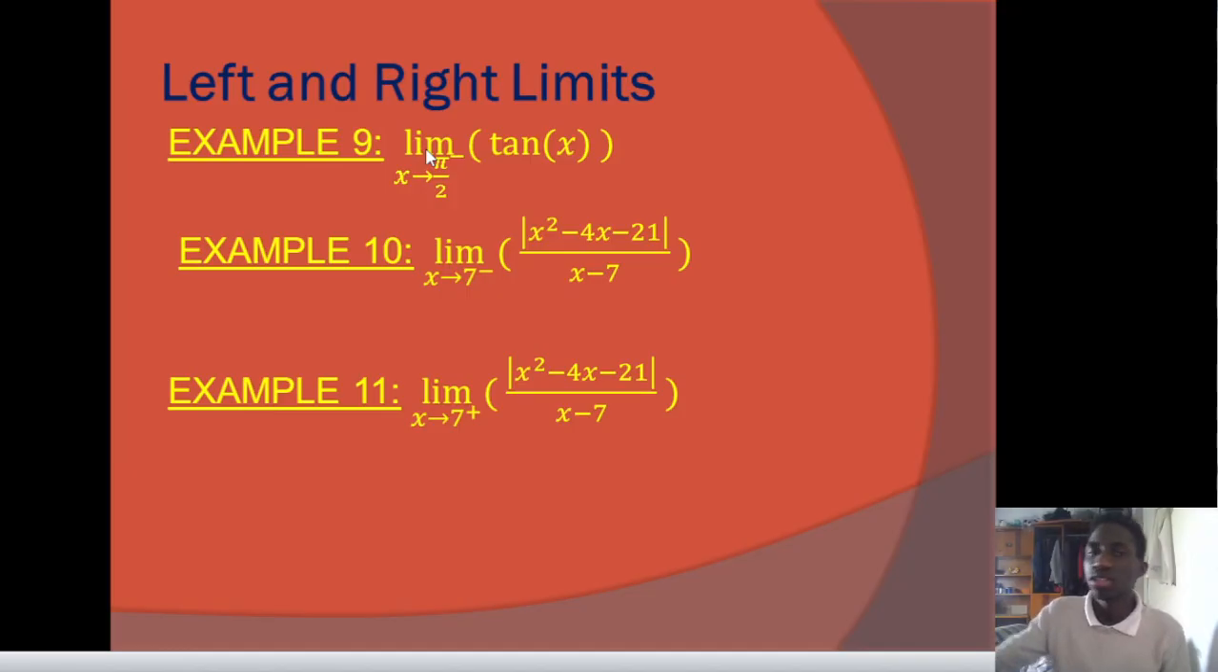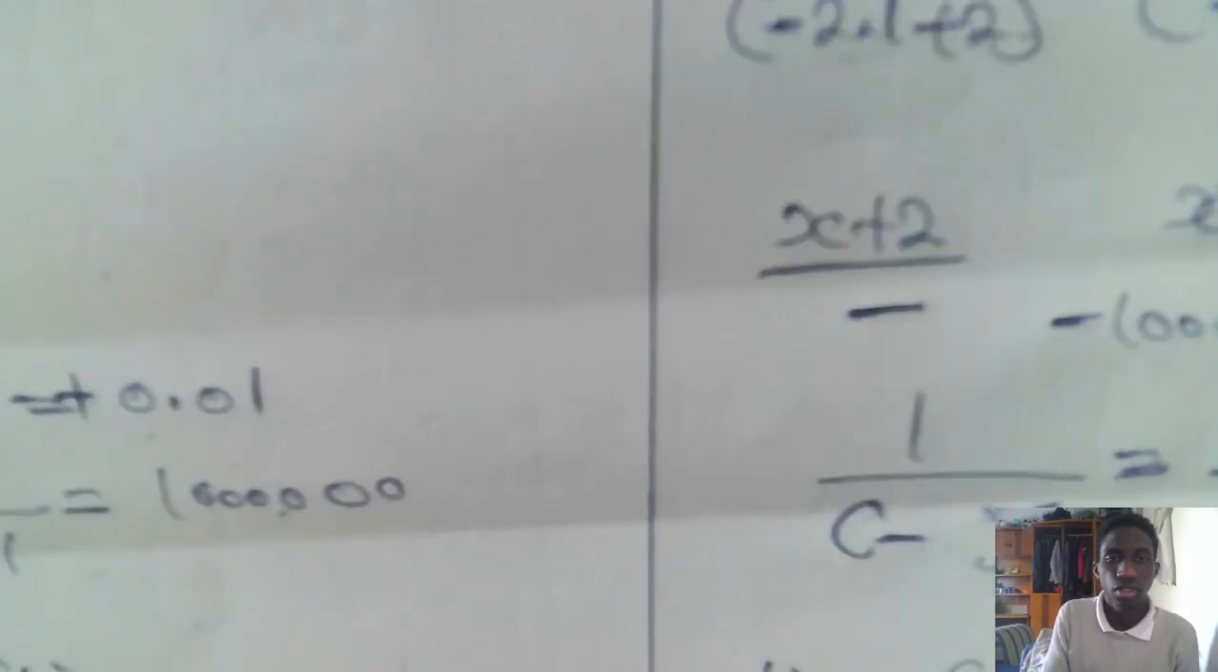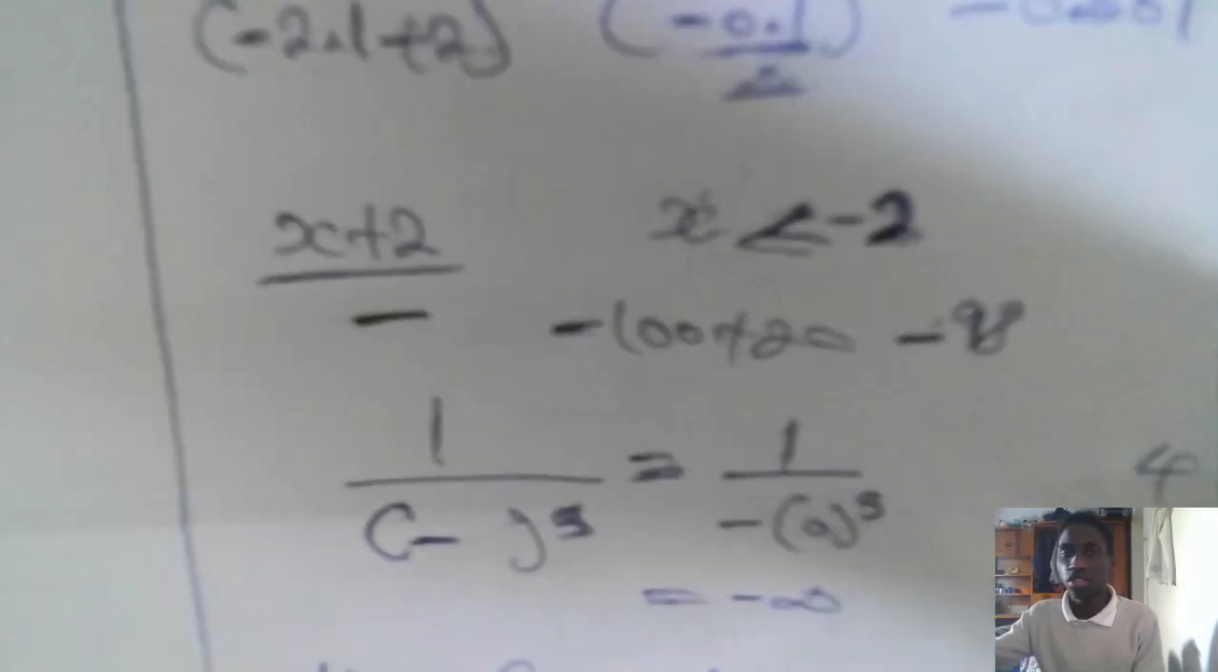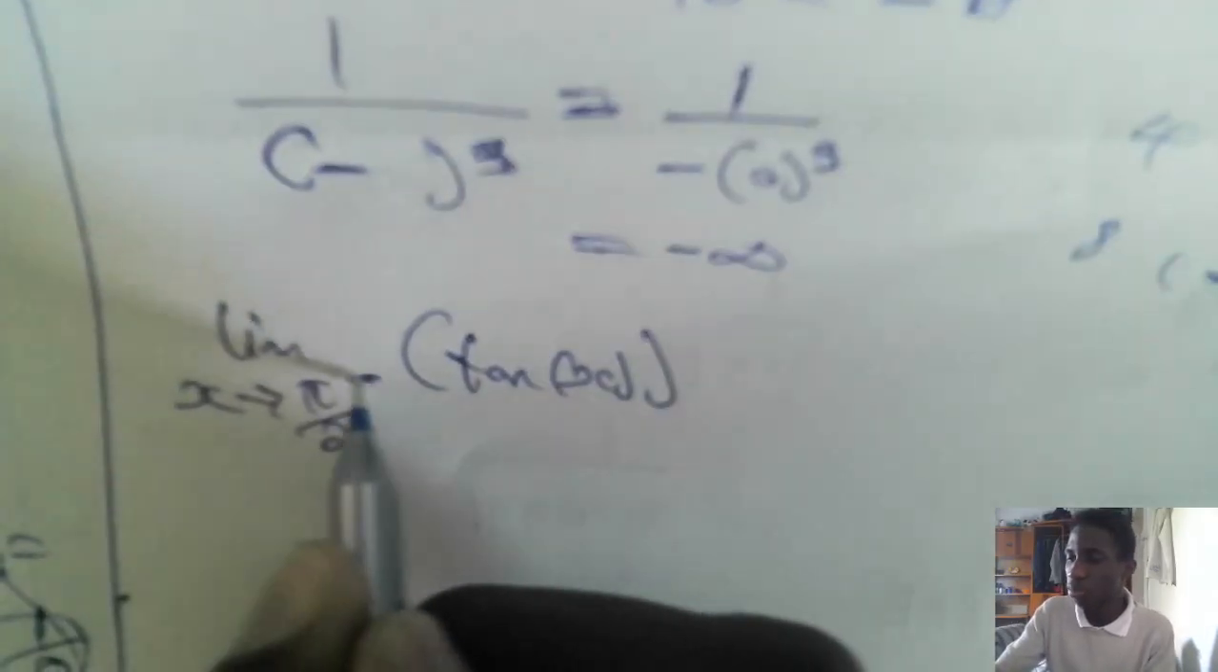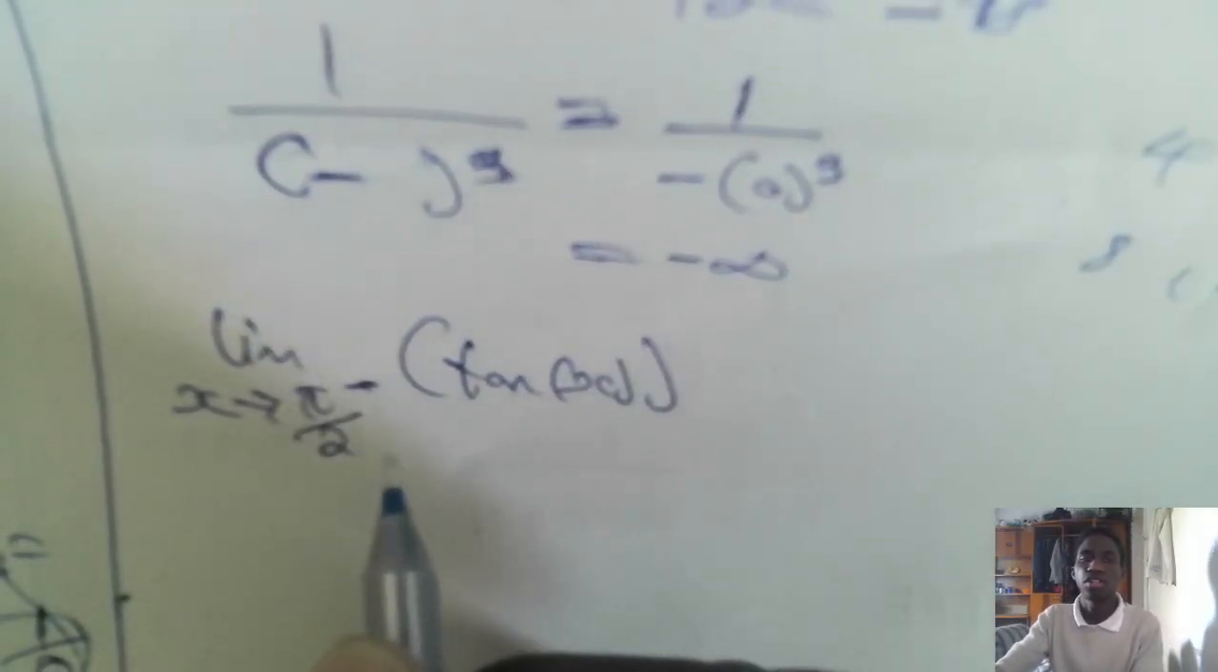Tan x. So we look at what we have, and we have this limit, right? We are approaching pi over 2 from the left.